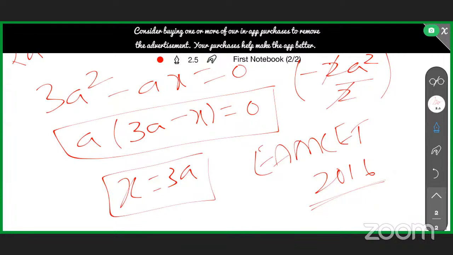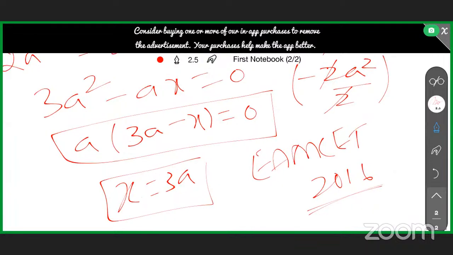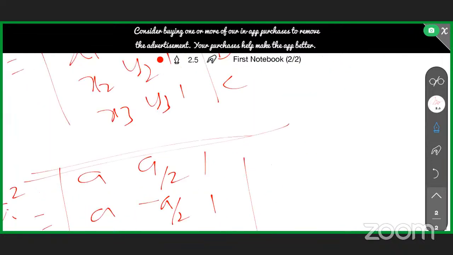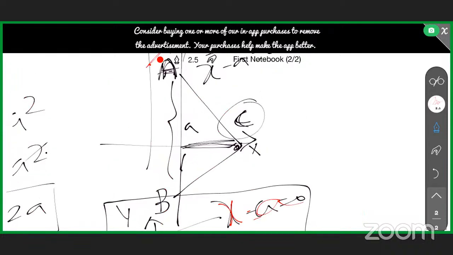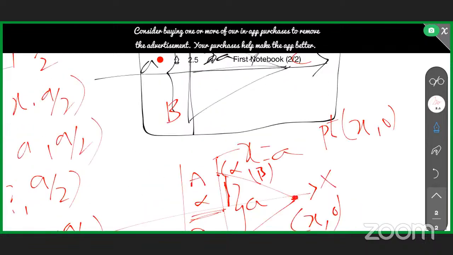Sir, why is C on the x-axis? That's what we told in the beginning. The base of my triangle is lying on x is equal to a in a symmetrical manner. What is the meaning of a symmetrical manner? Symmetric. Look at the figure, the first figure, what we have drawn here. Okay, sir, I understand.